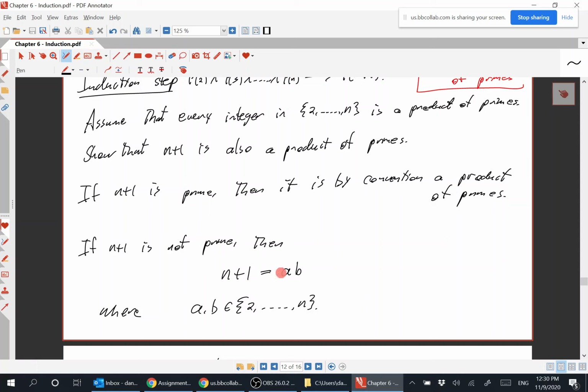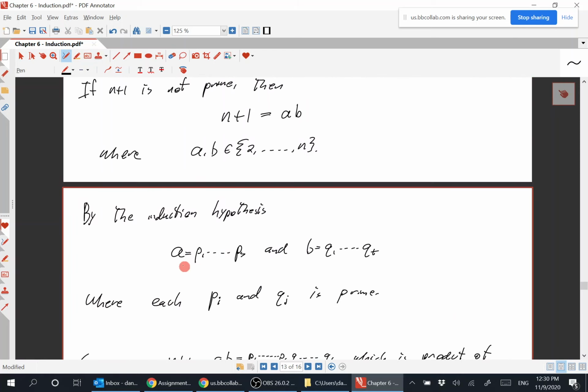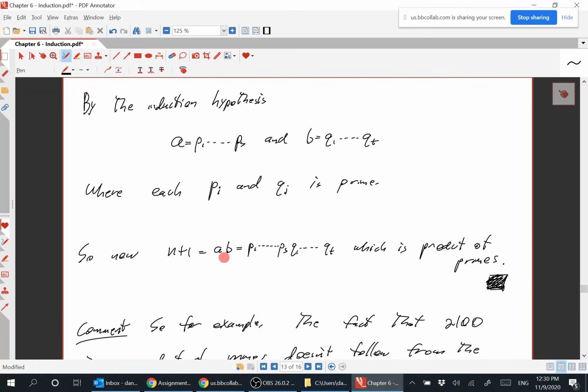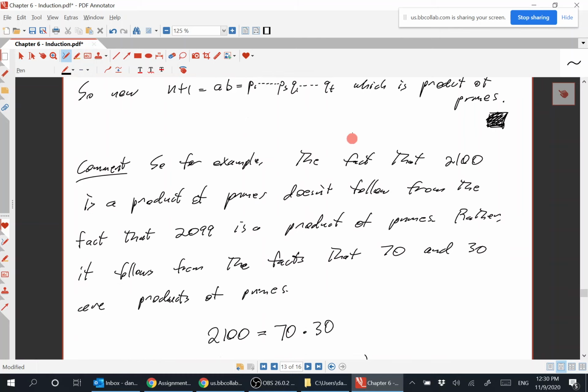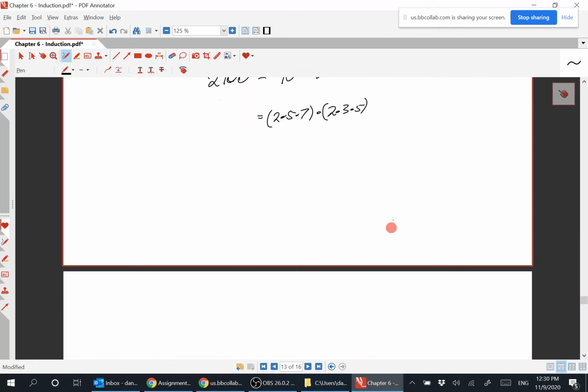So if n plus 1 isn't prime, it's a product of two smaller numbers, a and b, where a and b are less than n plus 1 and bigger than 1. So they're in the set from 2 to n. But our assumption is that everything in the set from 2 to n is a product of primes. So by the induction hypothesis, a is p1 to ps, b is q1 to qt, where each pi and qj is a prime number. So now n plus 1, being a product of a and b, is a product of primes. And that's that. That's the sort of standard first example you always get.